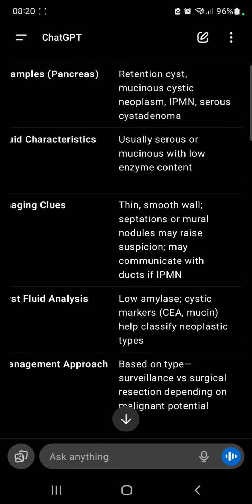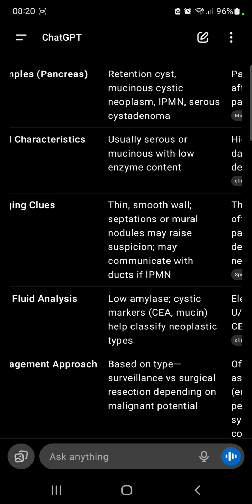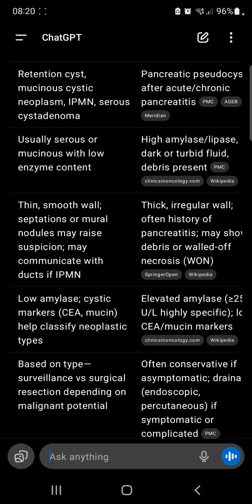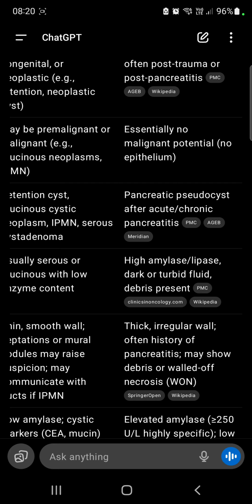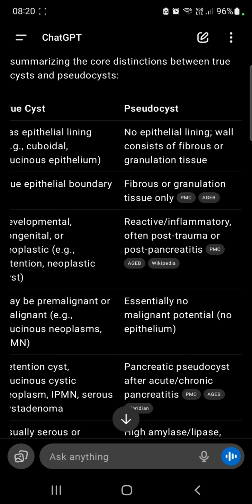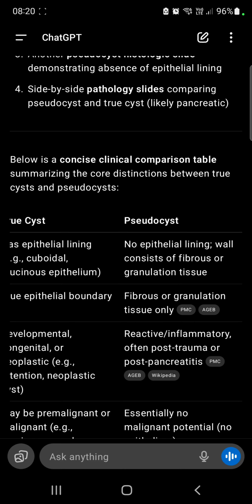Maybe just again, imaging includes in a true cyst a thin, smooth wall, septations, mural nodule. A mural nodule is like you have a nodule in the periphery of the lesion attached to the wall. This is the mural nodule. And in a pseudocyst there is quite an irregular wall, which is thick, and again fibrous granulation tissue only. This is what the wall consists of.